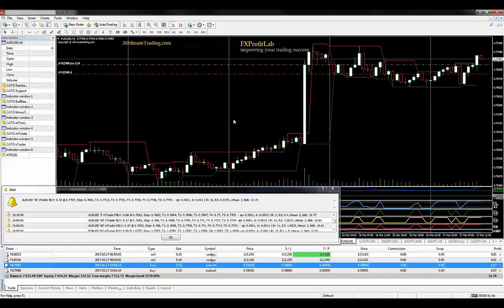So that's good. And that's put the take profit at that level there. You can see it's put it on the chart. And then the other one we want to put on is the T3 target. So let's just do that.